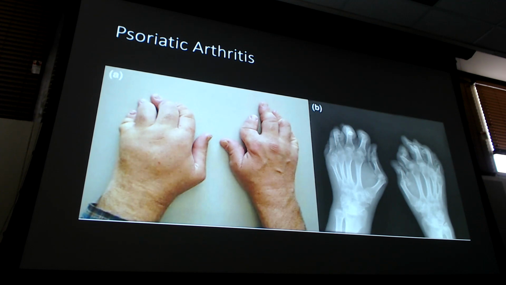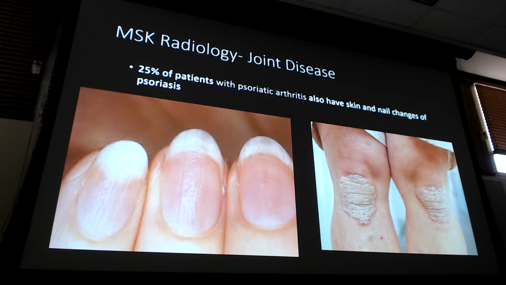But if you've got sausage fingers or short plump fingers or toes, think psoriatic arthritis with the pencil and cup deformity. 25% of them have skin and nail changes too. So there's the skin changes and also pitting of the nails. That's pitting psoriasis.